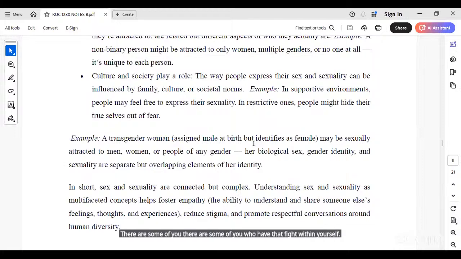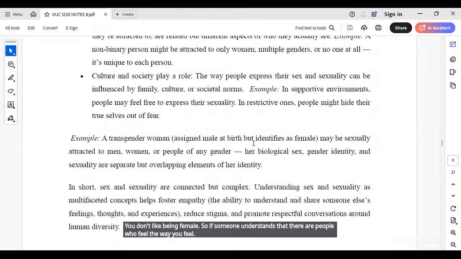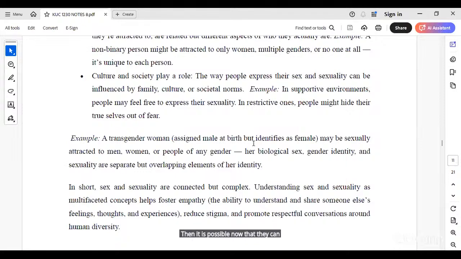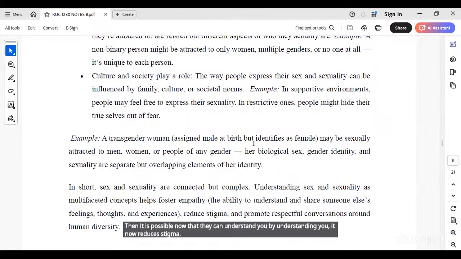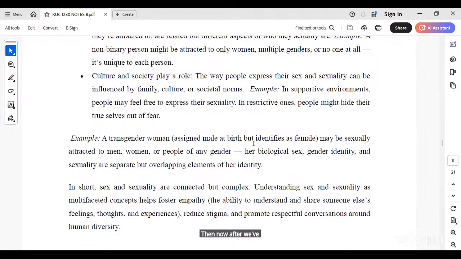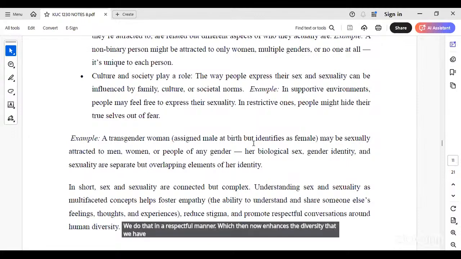You are born female, but you feel like you don't like being female. Okay, so if someone understands that there are people who feel the way you feel, then it is possible that they can understand you. By understanding you, it reduces stigma. Then after we've reduced stigma, how we converse and interact with these people, we do that in a respectful manner, which enhances the diversity that we have in human life.